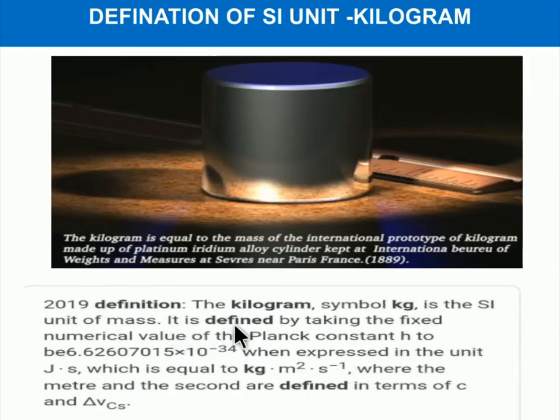So kilogram is defined by taking the fixed numerical value of Planck's constant h to be 6.62607015 into 10 to the power minus 34 when expressed in the unit joule second, which is equal to kilogram meter square per second, where the meter and second are defined in terms of c, which is the velocity of light, and delta nu Cs, which is the frequency of transition of electron in cesium atom.